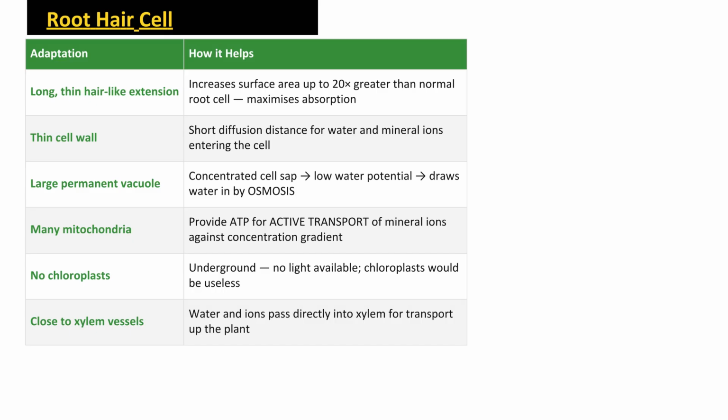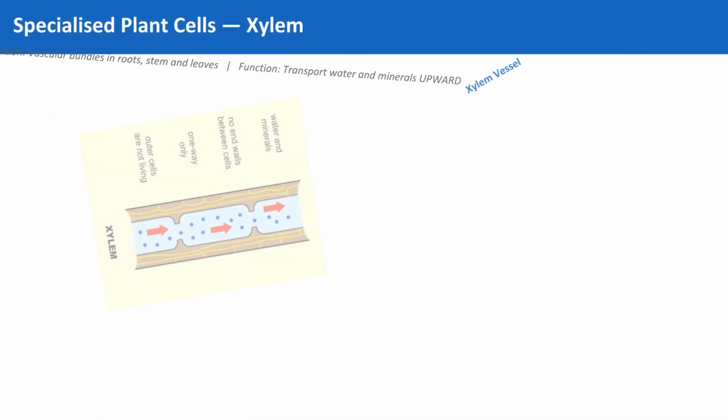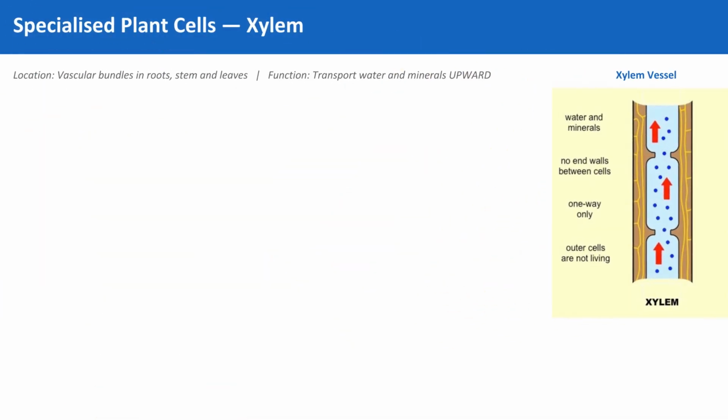There are no chloroplasts because the cell is underground, where no light is available, so chloroplasts would be quite useless. It is located close to xylem vessels, so water and ions can pass directly into the xylem for transport up the plant. Let me share an exam tip with you. Osmosis is passive, it doesn't require energy, while active transport uses energy, specifically ATP from mitochondria. And these two processes are often tested together.